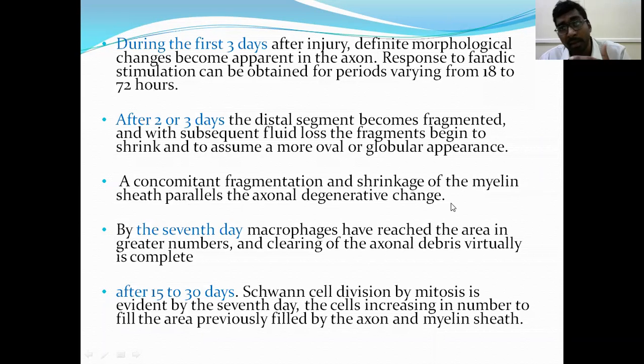A concomitant fragmentation or shrinkage of the myelin sheath parallels the axonal degenerative change. So the nerve fiber means axon and myelin are present, and the axon initially swells and later shrinks and assumes a globular and oval appearance, and the same changes occur simultaneously in the myelin sheath also. By the 7th day, macrophages reach the area in greater numbers, and clearing of axonal debris is virtually complete. After 15 to 30 days, Schwann cell division by mitosis is evident, the cells increasing in number to fill the area previously filled by axon and myelin sheath.